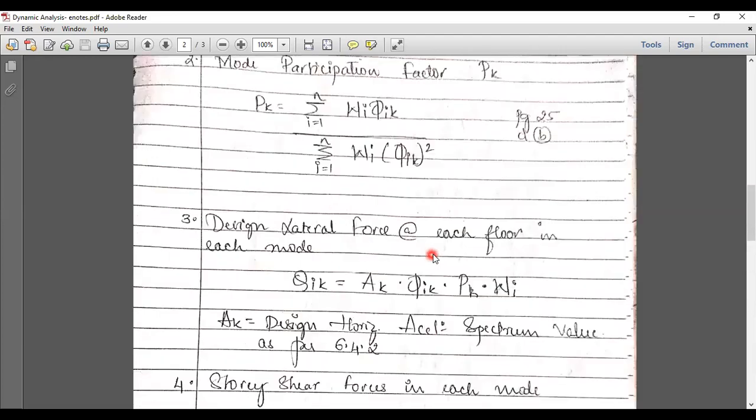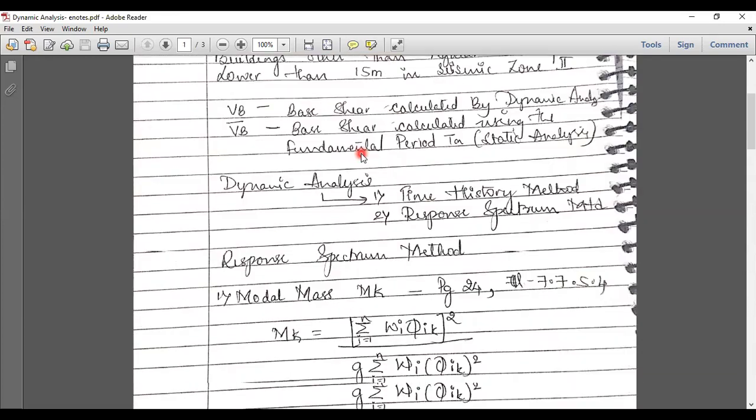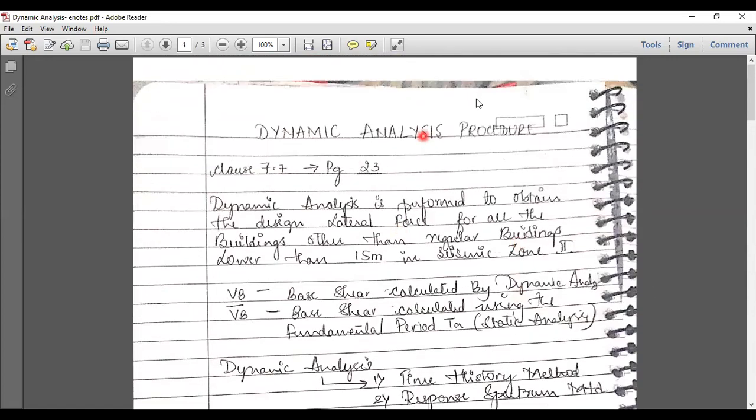You will come across these formulas, and they are available in your code book starting from page 23. Formulas are on page numbers 24 and 25.